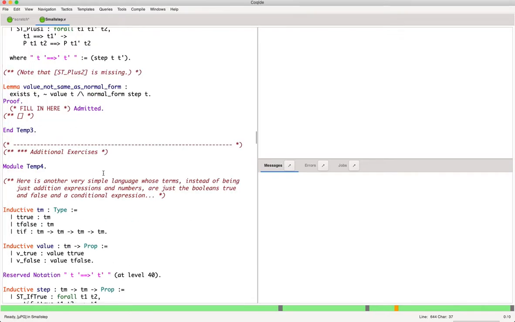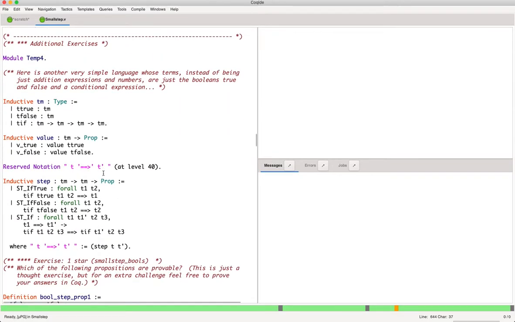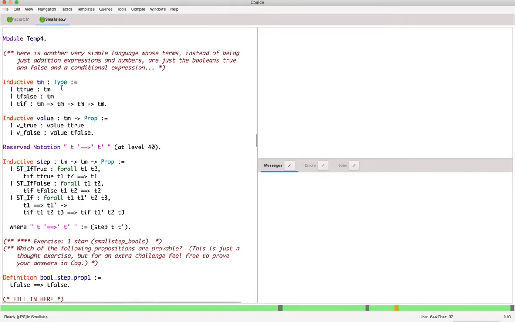Okay, so temp 4 switches languages, but in a very similar way. Basically it says if you've got a term language that's about Booleans, so we have true, we have false, and we have if. And if is a three-way if, right? So the first part is the condition, the second part is the value returned for the then part, and the third is the value returned for the else part. Then we can write similar stepping rules for this language that all sort of talk about how to evaluate ifs, and the values are just true and false in this language.